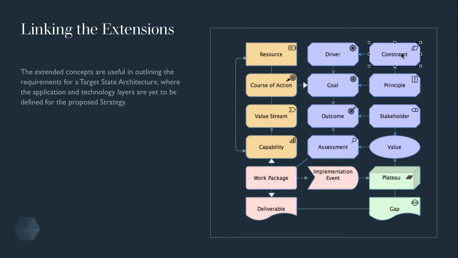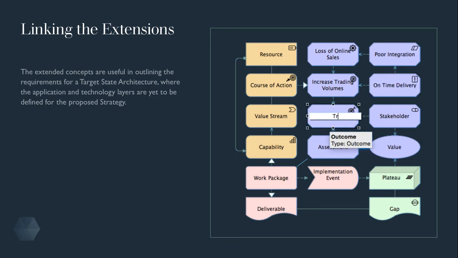The business is constrained by poor integration between systems. This is driving the business to losing sales and naturally sets a business goal of increasing its trading volumes, while meeting its key principle of on-time delivery. The business outcome will be measured by its trading volumes and set by the board of directors. And its sales performance will be assessed to determine if it provided the overall value of successfully fulfilled orders.